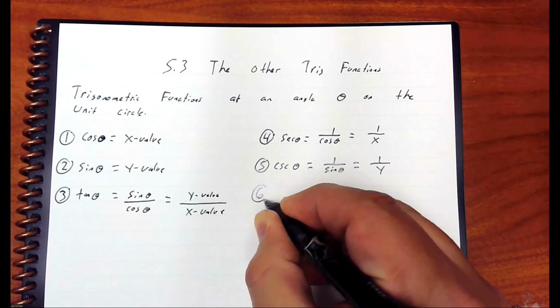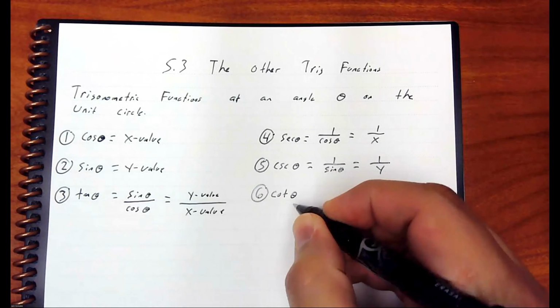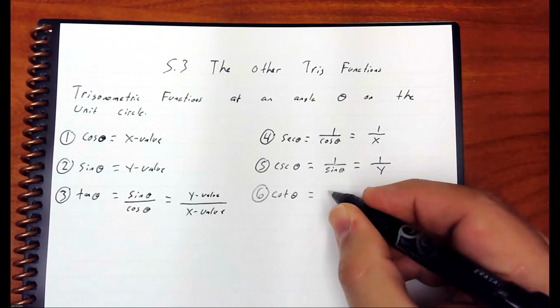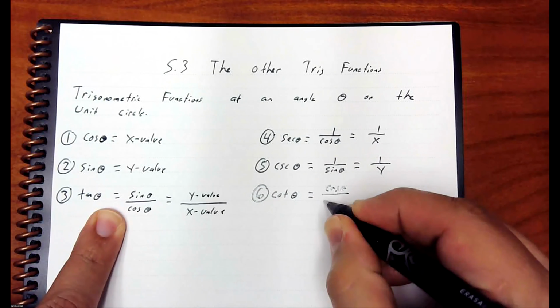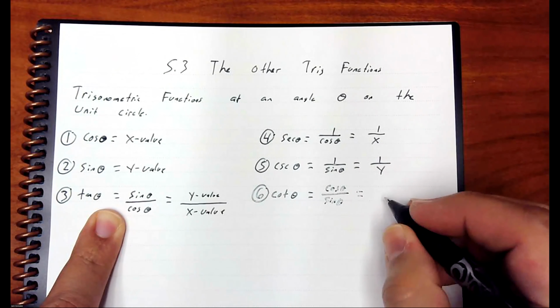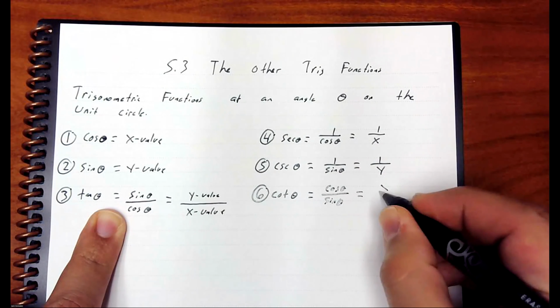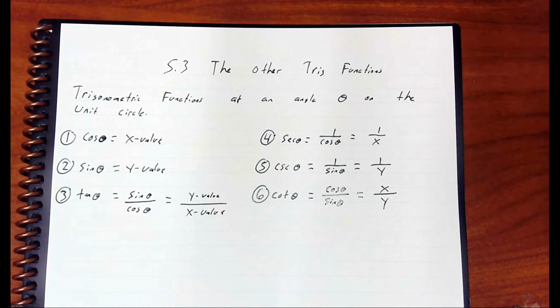Number 6, cotangent will be the reciprocal of your tangent. So cosine theta over sine theta, equal to x over y. I didn't write the word value, but you see it's what I implied, right? Same thing. Okay. So knowing that, you can start really almost right away doing the homework.